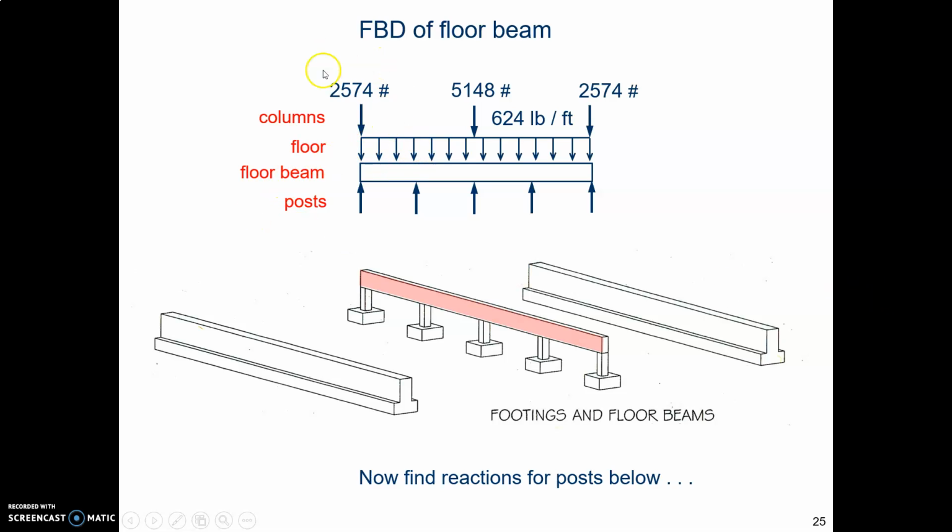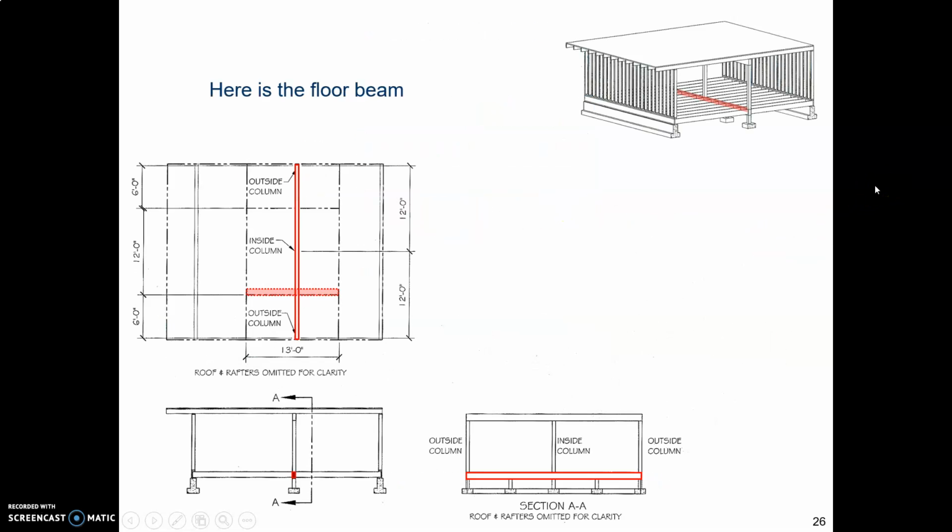So here those numbers are added to the free body diagram of the floor beam. So we've got numbers for the columns, we've got the distributed load for the floor, there's the beam itself, and now we're going to look at the reactions for the 5 posts underneath. So here's the floor beam going front to back, and I've drawn a top, front, and side view, or whatever you want to call this view, so that you can see those 5 posts there.